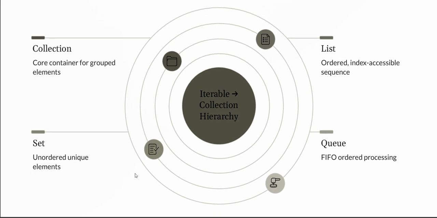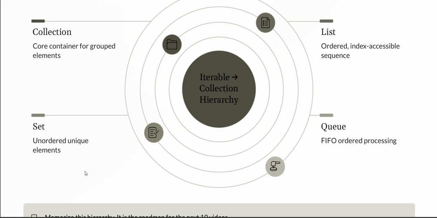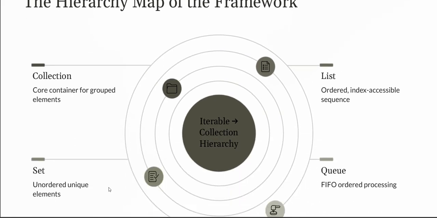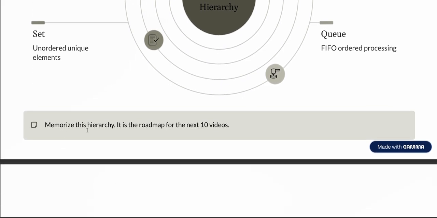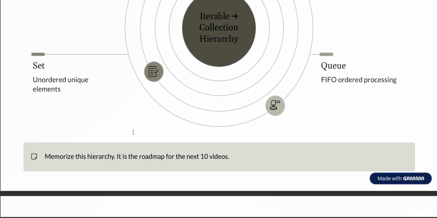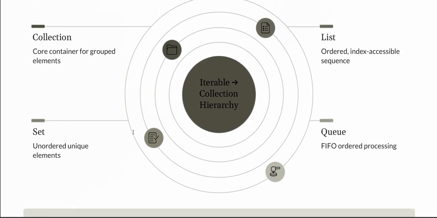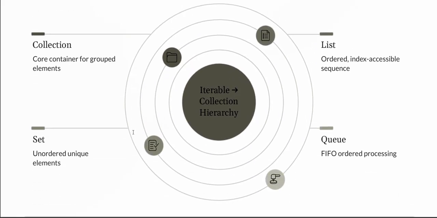And the third one is the set. Set is unordered, unique elements. These are the three major parts of the collections framework. Memorizing this hierarchy is a roadmap for the next 10 videos. This is the hierarchy.